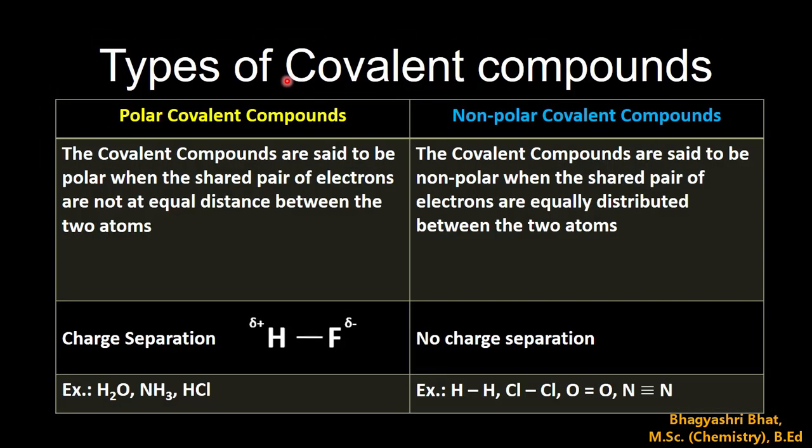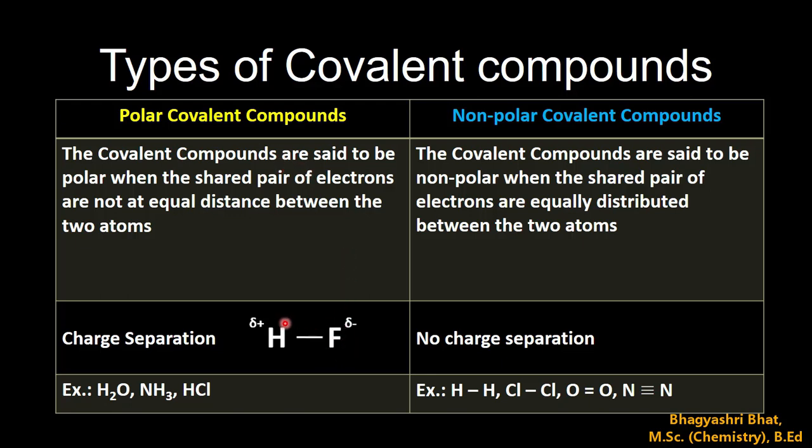So let's move on to the next part of the lesson, that is types of covalent compounds. There are mainly two types of covalent compounds: one is polar covalent, another one is non-polar covalent. So let's understand the meaning of polar covalent compound.